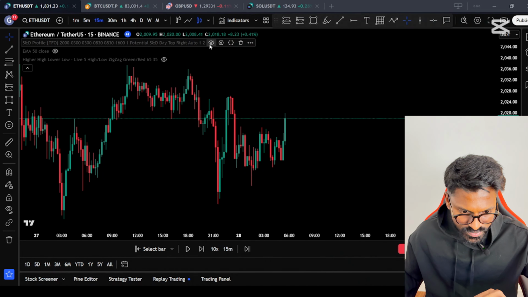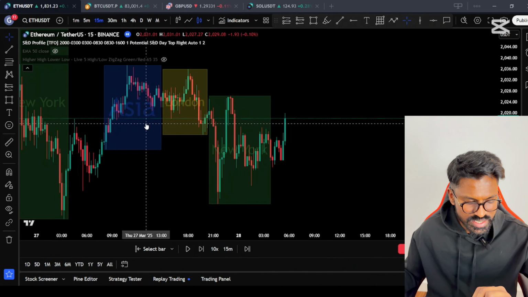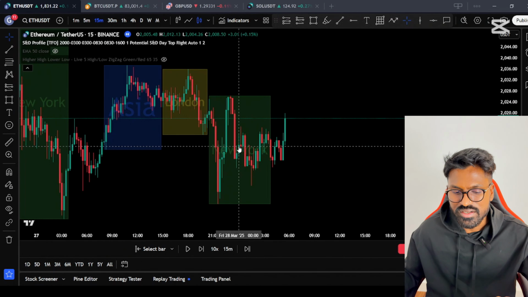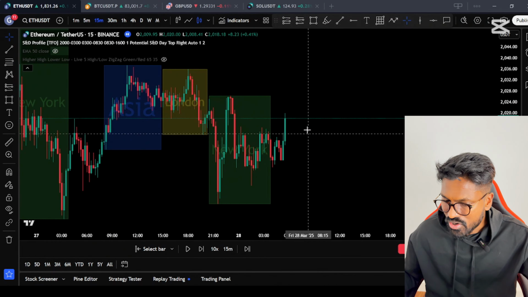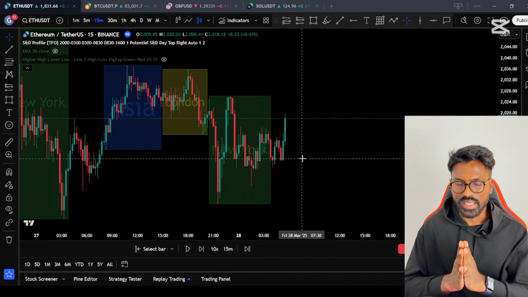So first off, once we turn on our trading session, we are immediately able to identify: this is Asia, this is London. Currently, we are in New York. Of course, this is the dead zone right now, so we are not going to be taking any trades.